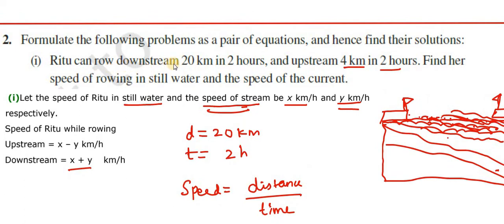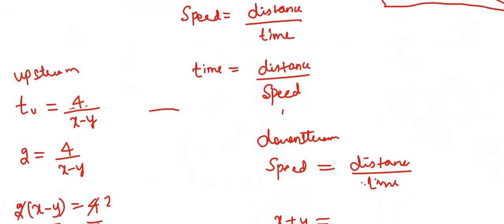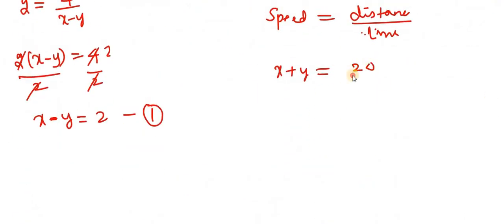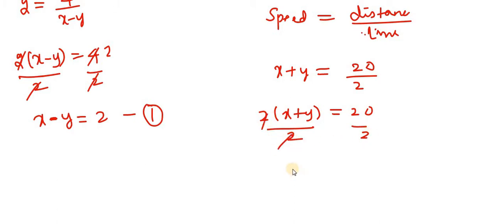Ritu can row downstream 20 kilometers. 20 kilometers she rowed in 4 hours, sorry, in 2 hours. So distance is 20, divided by, sorry, not 4, 2 hours. Time is 2 hours. Okay, now simplify. 2 into x plus y is equal to 20. So divide by 2 on both sides, 2 and 2 get cancelled. So x plus y is equal to 10. Call this equation 2.